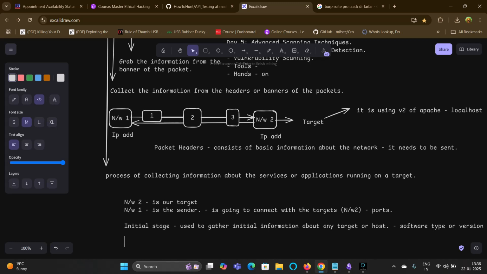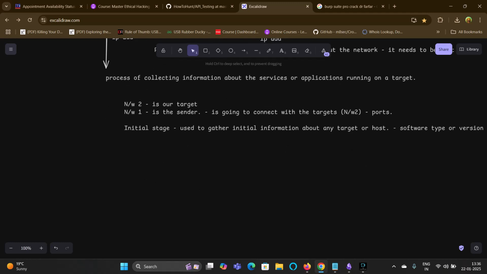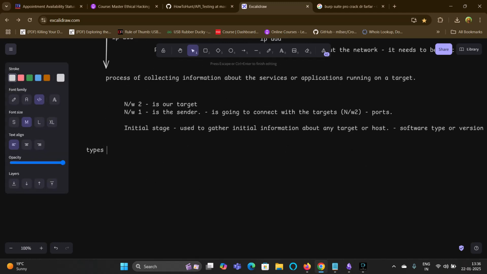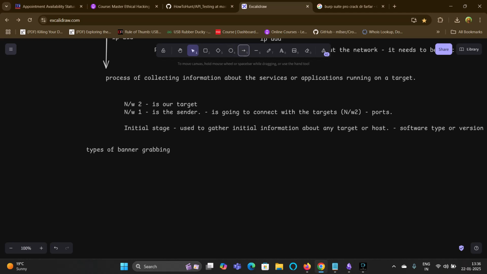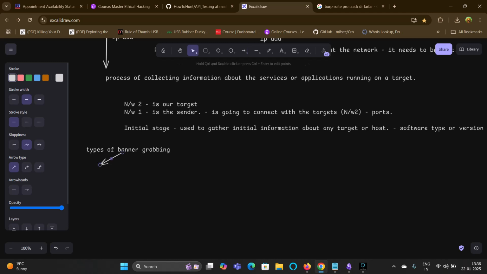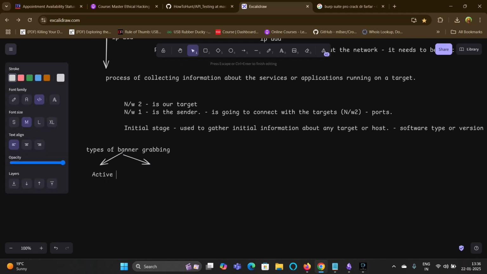Now moving on further, there are types of banner grabbing. Now we are going to discuss the types of banner grabbing. There are two types of banner grabbing, the same as in footprinting and reconnaissance, because it is also a part of footprinting and reconnaissance where we are scanning things. The only difference is that here we are scanning, while there we were gathering information through different means. So there are two types of banner grabbing: number one is active, and number two is passive.